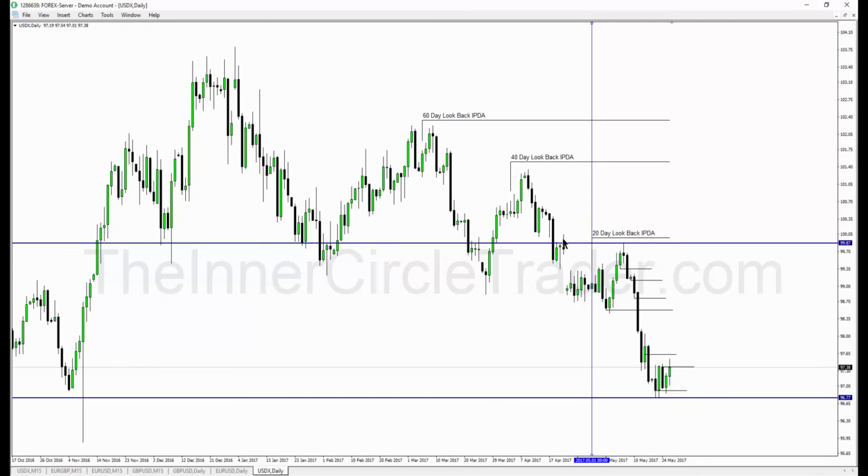We've had a gap in here. Price traded up into that, filled it. It's sold off. Price has broken lows. So institutional order flow for the dollar index is what? Bearish. So we have to decide on looking to go short, preferably.